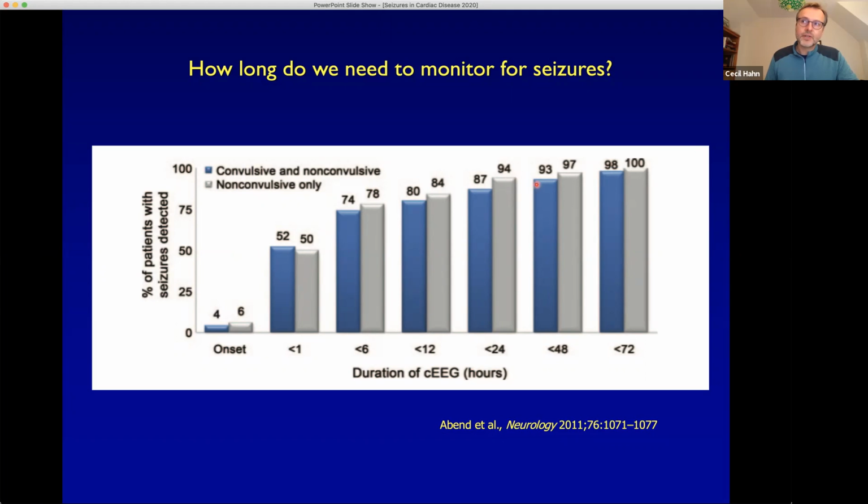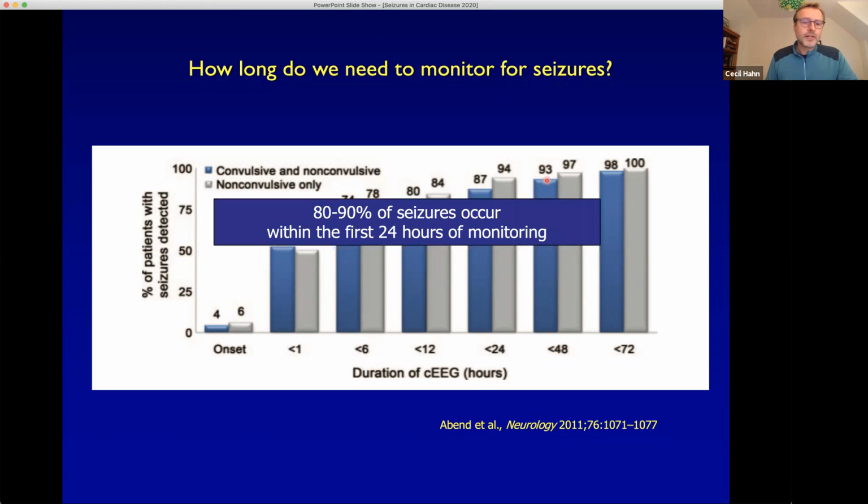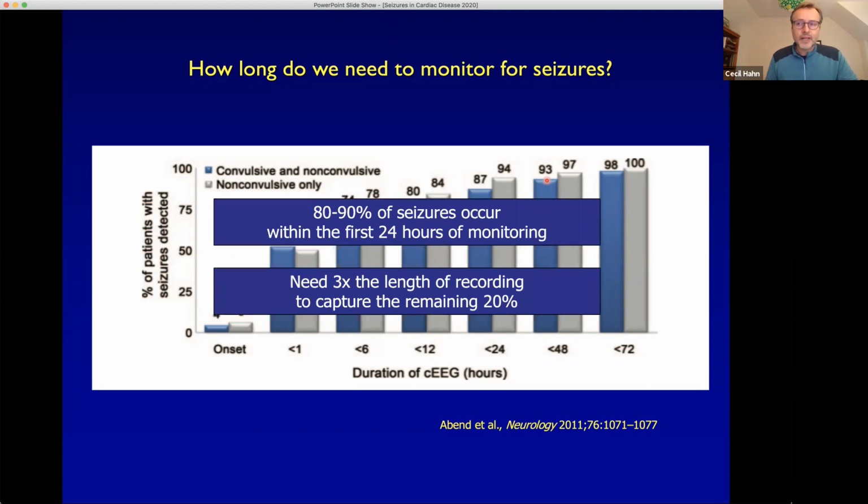If you monitor for another 24 hours and another 24 hours, you're only getting a handful of additional patients who have new onset seizures. So based on data like this, we know that 80 to 90% of seizures begin within the first 24 hours of monitoring. You need about 3 times the length of recording to capture the remaining 20%. So we actually stop recording after 24 hours if we haven't detected a seizure, because we know the chances are pretty slim that you're going to seize after that point. And we're trying to balance giving EEG resources to those who need it the most.